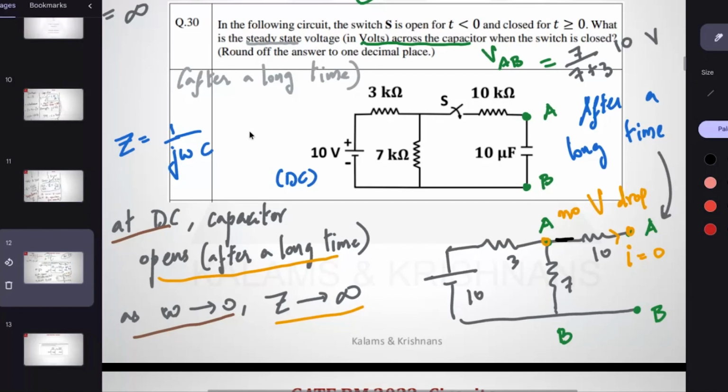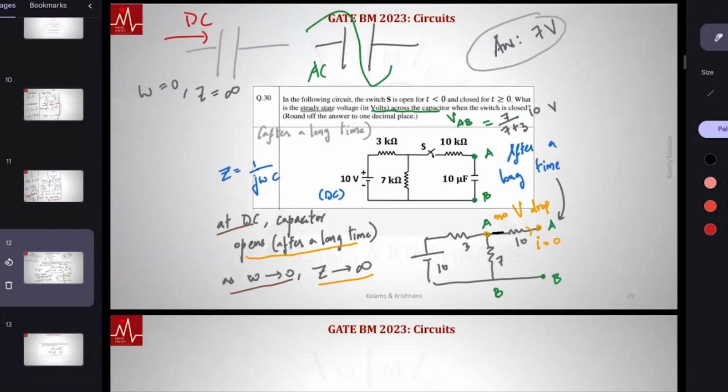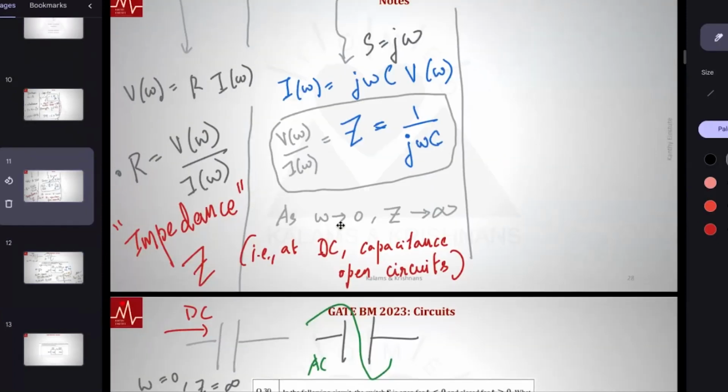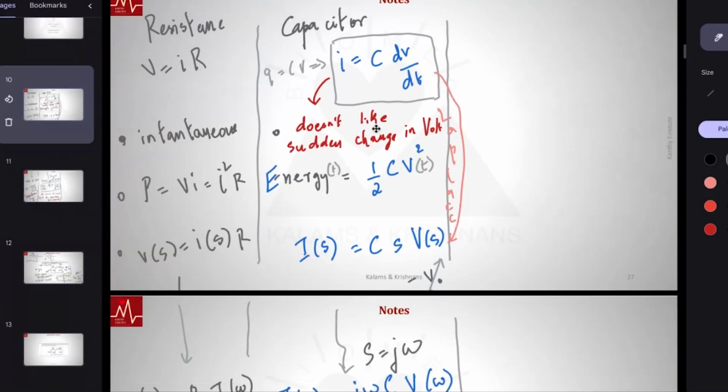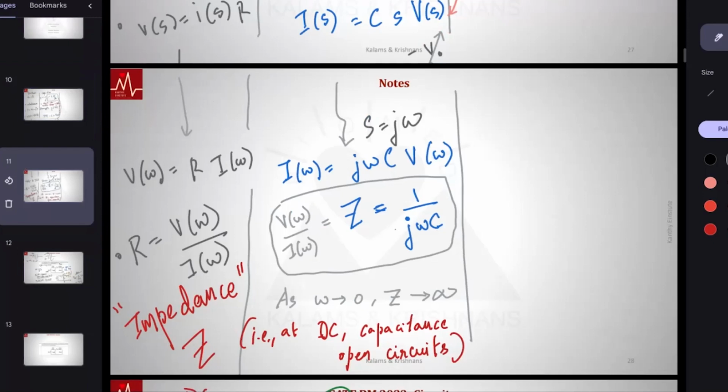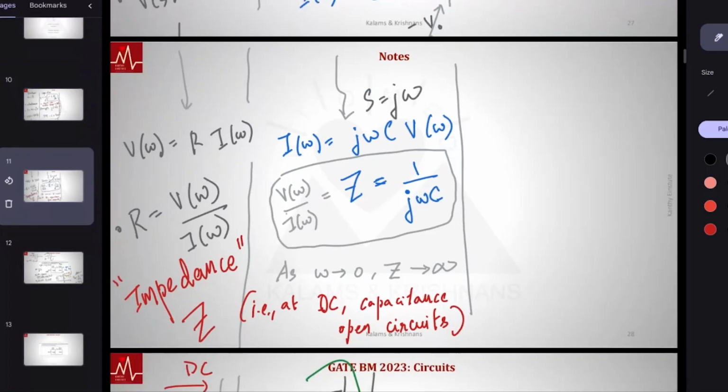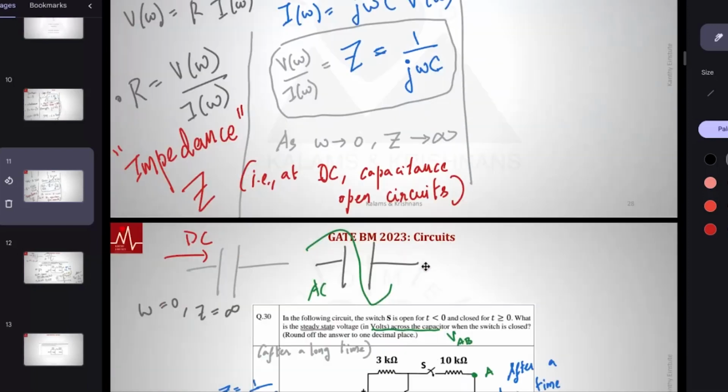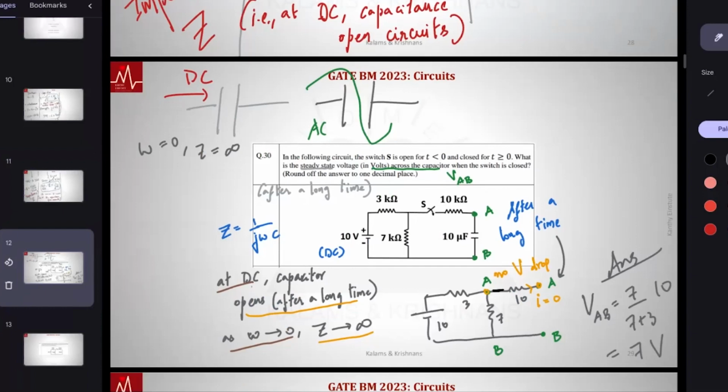So let me take a step back and see what we did. Using some of the properties of a capacitor, which property? Essentially, if you know the impedance of a capacitor, you can do this. Impedance of a capacitor is 1 by j omega C. It doesn't allow DC at steady state. There can be transients. Capacitor can slowly charge up, but after charging up, it won't allow any current to pass. That is why they say steady state after a long time. So at DC, capacitor opens up.